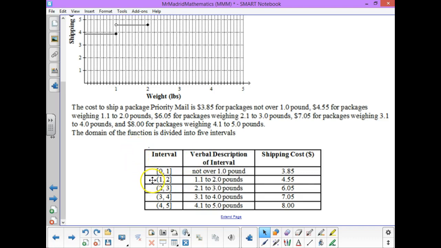Now, I'll go over this next one, and then you guys can pause the video and look at these on your own. This next one says what? The interval that goes from 1 to 2, up to 2, and including 2, okay? 1.1 to 2 pounds. And notice how here's the open circle with the parenthesis, here's the closed circle with the bracket. So hopefully that triggers your memory, and that's the cost, $4.55. Make sure you can verify these and be ready for tomorrow.